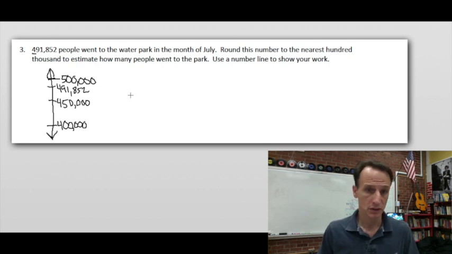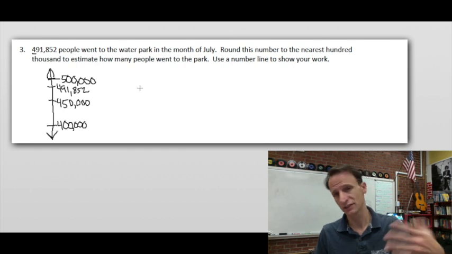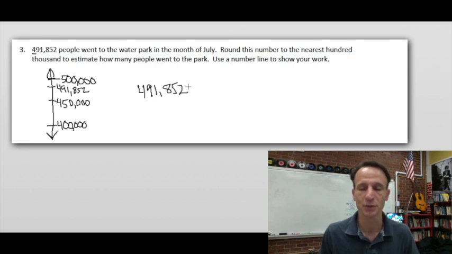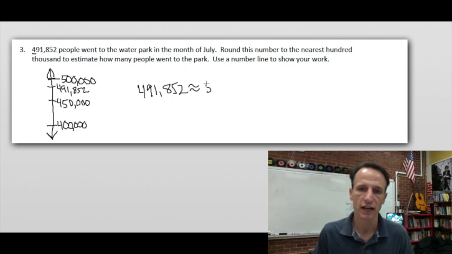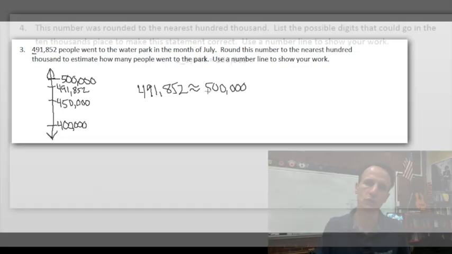All right, so our estimate, well, we'll write out because we drew our number line, and so we should write a statement. We don't have to write a whole sentence here, though. We can say mathematically, we can write it out in numbers, 491,852. And I get to use one of my favorite mathematical symbols, the wavy equal sign. Yay, about equal to 500,000. And that shows that, okay, I actually know what the answer is. There we go. Look at that. 3 is done. Let's move on.